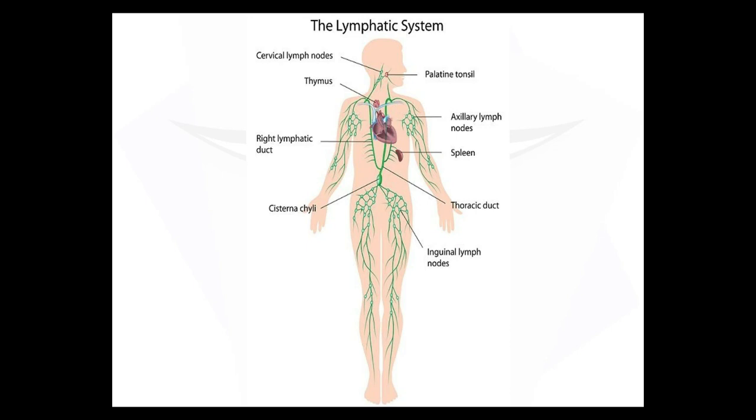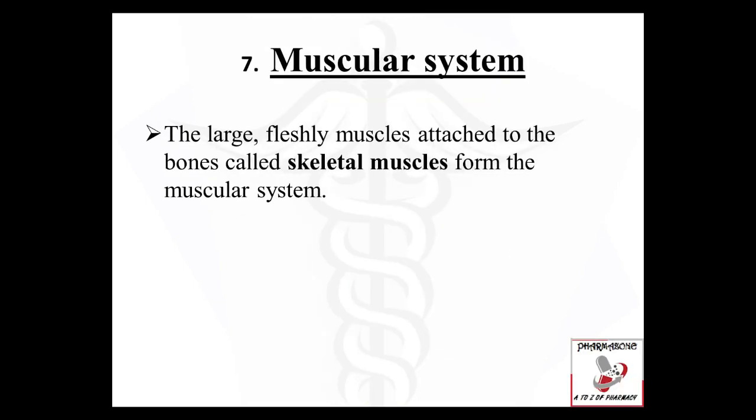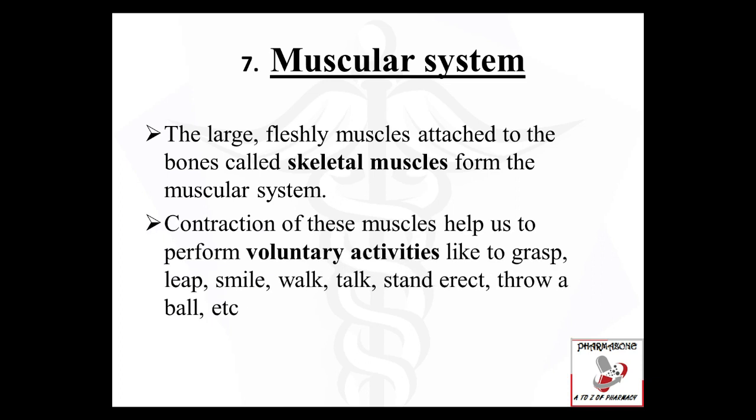The lymphatic system consists of cervical lymph nodes, palatine tonsils, thymus, axillary lymph nodes, spleen, right lymphatic duct, thoracic duct, cisterna chyli, and inguinal lymph nodes. The seventh system is called the muscular system. The large and fleshy muscles attached to the bones, called skeletal muscles, form the muscular system. Contraction of these muscles helps us to perform voluntary activities like to grasp, leap, smile, walk, talk, stand erect, throw a ball, etc.